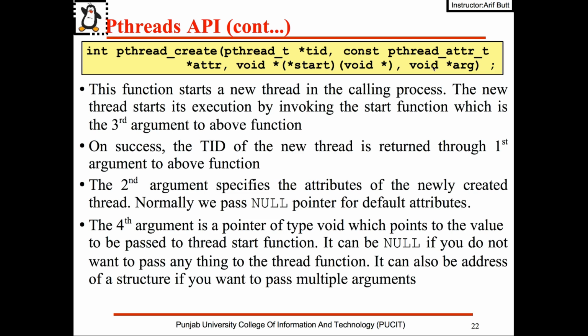And the fourth argument is actually a pointer of type void, which points to the value to be passed to the thread start function. This can also be null if you do not want to pass anything to the thread function. And it can also be the address of a structure if you want to pass multiple arguments. Please do go through the man page of pthread_create for details.